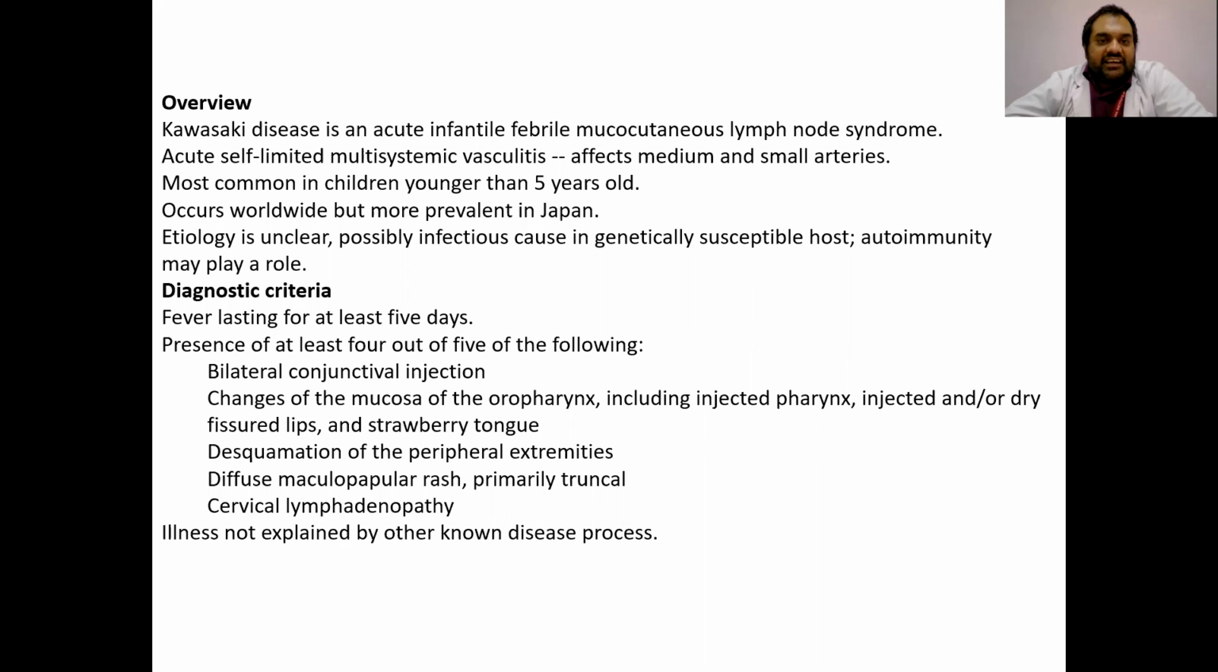Diagnostic criteria: fever lasting for at least 5 days, and at least 4 out of 5 of the following should be present: bilateral conjunctival injection, changes of mucosa of oropharynx, including injected pharynx, injected or dry fissured lips, and strawberry tongue, desquamation of the peripheral extremities, diffuse maculopapular rash primarily truncal, cervical lymphadenopathy, and illness not explained by other known disease processes.